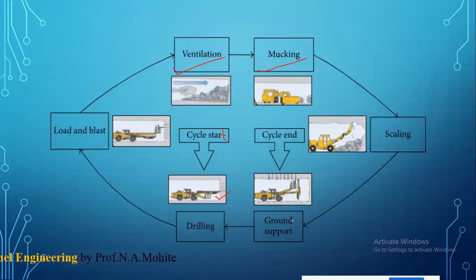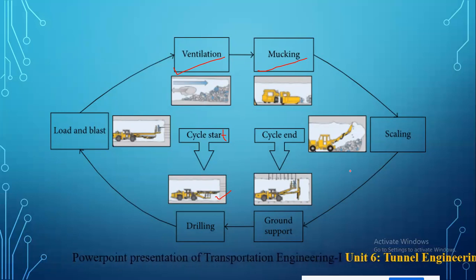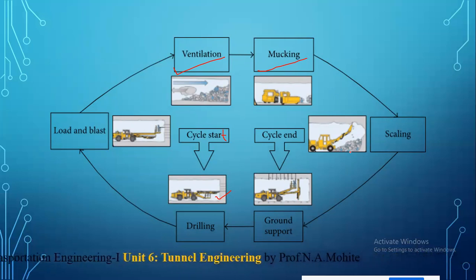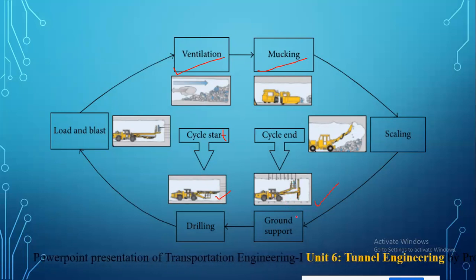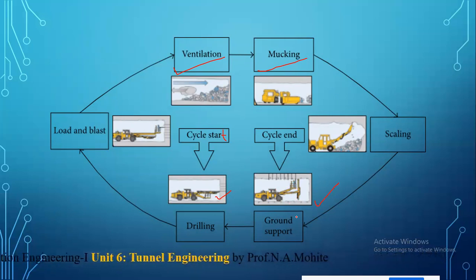Finally, the supports are provided for sides and roofs, if necessary. If any groundwater is emerging, you pump it out. Then reinforcement is placed, as you can see here, and correspondingly the concrete lining is done. So this is the general sequence of constructing the tunnel.